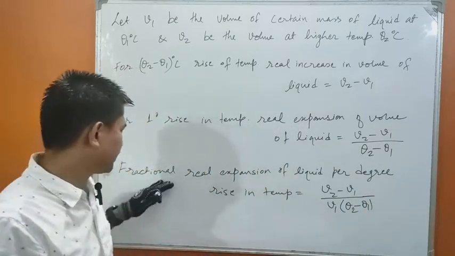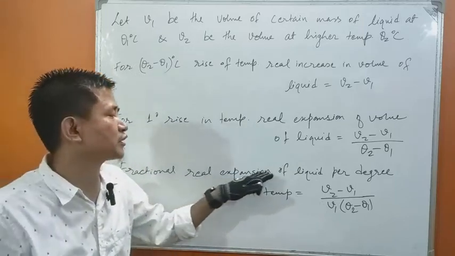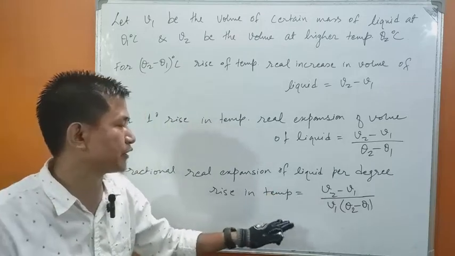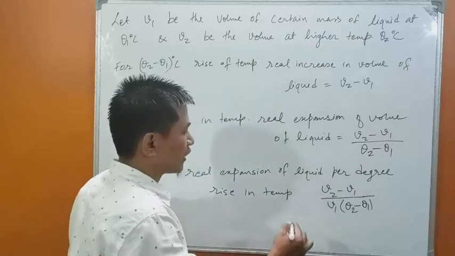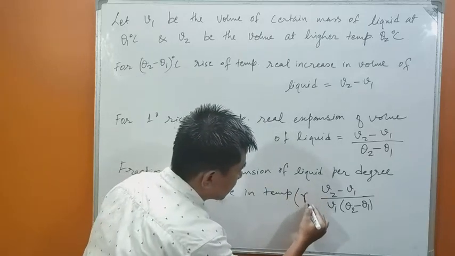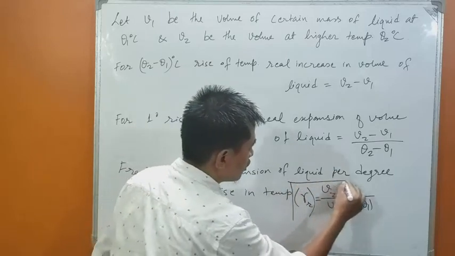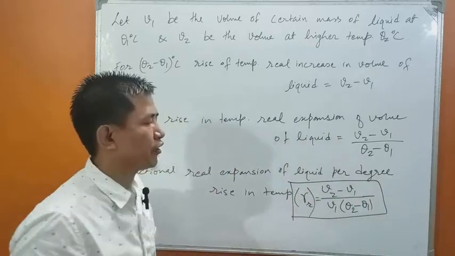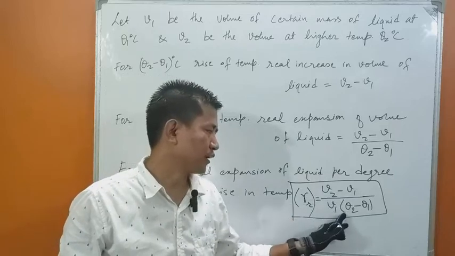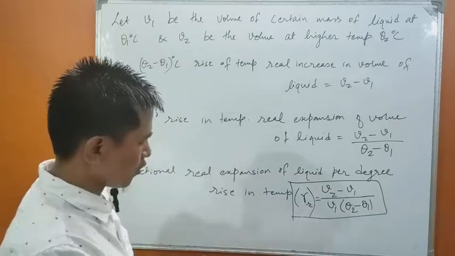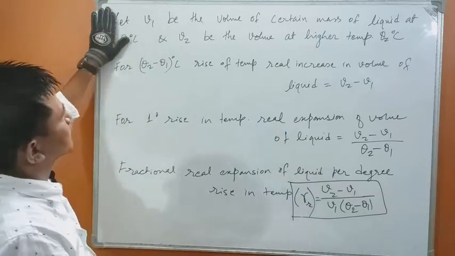This is the definition of coefficient of real expansion of liquid. Fractional real expansion of liquid per degree rise in temperature is the coefficient of real expansion of liquid, and it is denoted by gamma R. Okay, gamma R equal to this. So coefficient of real expansion of volume of liquid is denoted by gamma R equal to V2 minus V1 by V1 into θ2 minus θ1. Now, let me erase this, please take the screenshot of this.